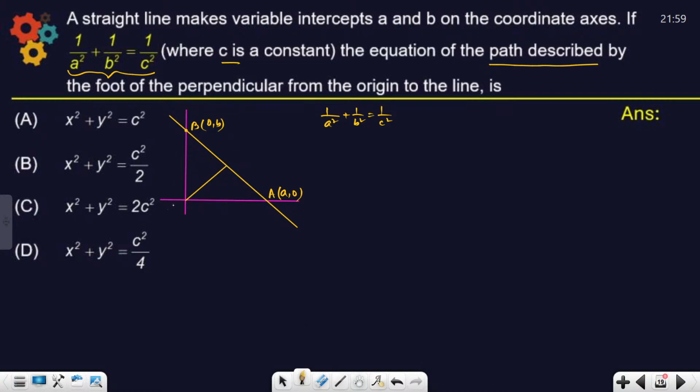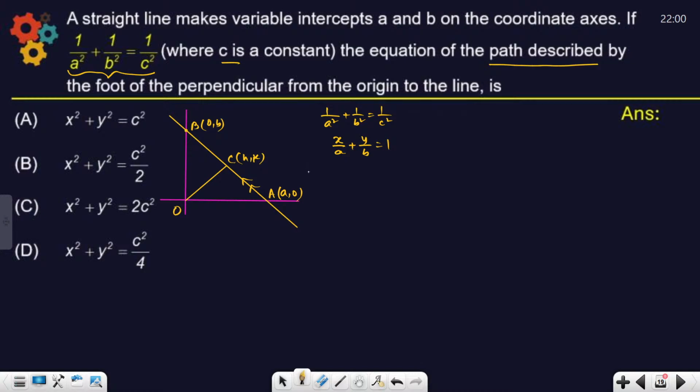Which point? Let us say this point be C. What is C? C is basically the foot of the perpendicular drawn from the origin. Right? So, how to solve this problem? Okay, what is the equation of the given line? It's x over a plus y over b equals 1. Okay, this is the equation of this line, intercept form.